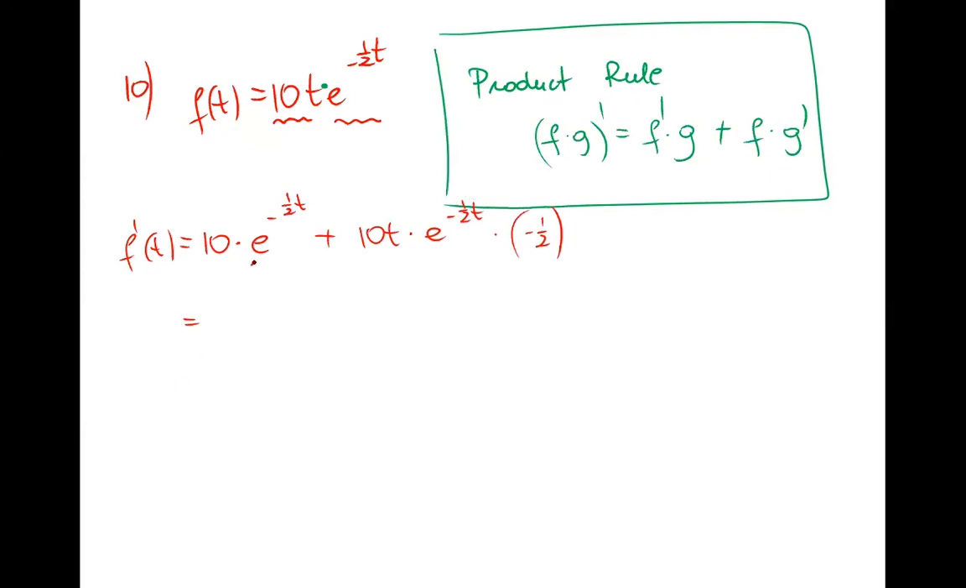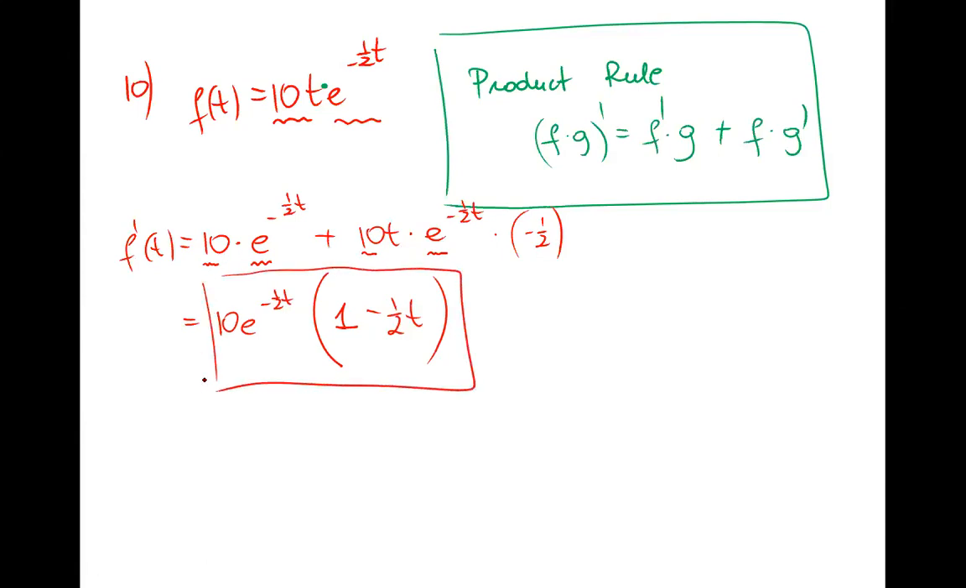What we can do, we can definitely simplify. We can factor out actually 10 and e to the negative half t, and then this will be 1, and this is outside, t stays, and negative half t. Okay, it looks like a good final form. Okay, what else do I have for you?